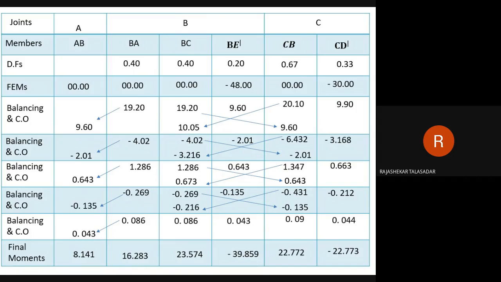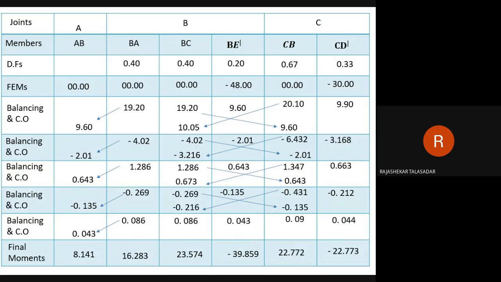Next, CB goes to BC. BC is there in our list. So it is 20.1, half of that will be 10.05. Now CD actually has to go to DC, but DC is not in our list because it comes in the other half, since we are using the property of symmetry. This is how the first cycle completes.